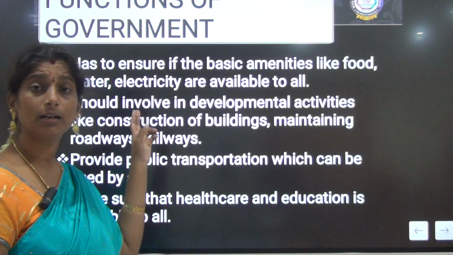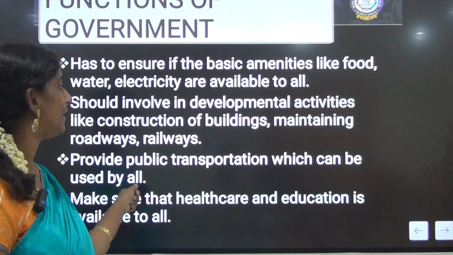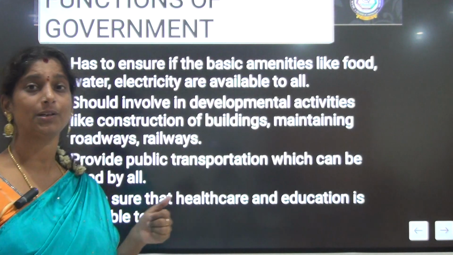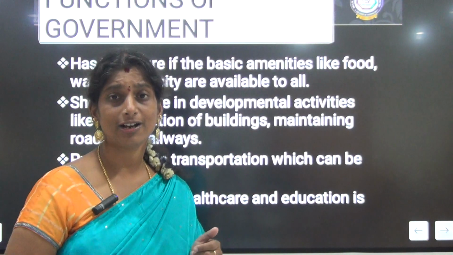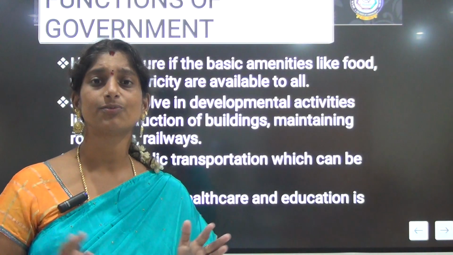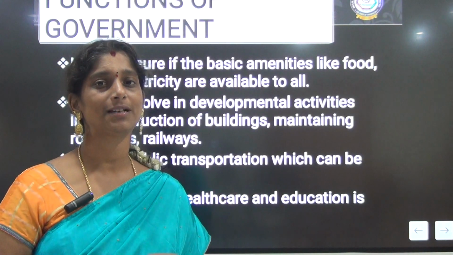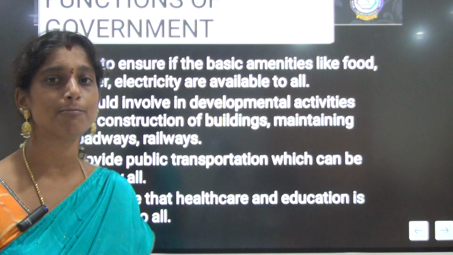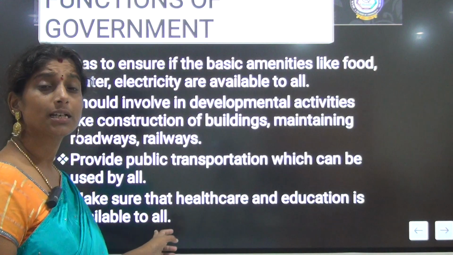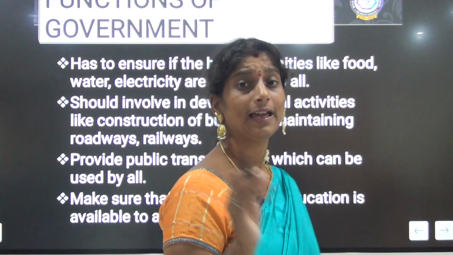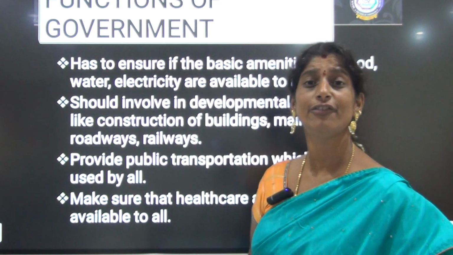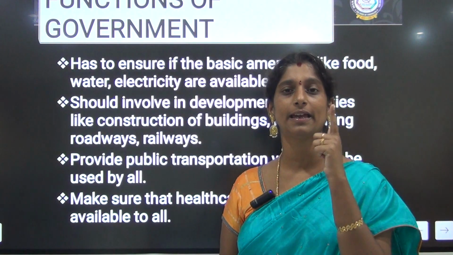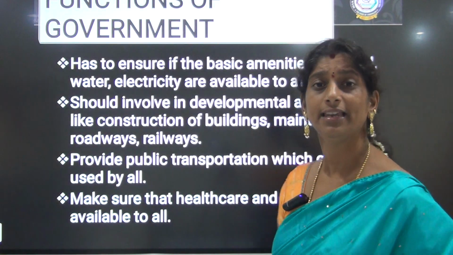Then the government has to provide public transportation. Clear? Government has to provide public transportation which is available for everyone. Okay? So, anyone can travel in public transport. So, what is the example of public transport? We have buses, government buses, we have trains, all these are public modes of transport. And government has to make sure that the healthcare and education is available for everyone. Okay? No one should be denied the right of getting proper healthcare and education. Everyone should get both.